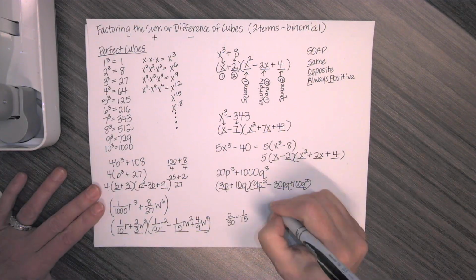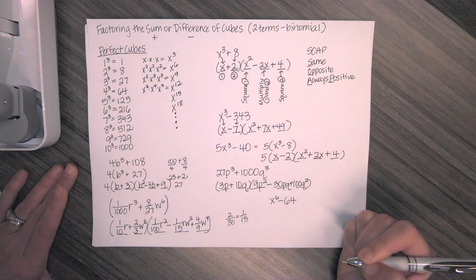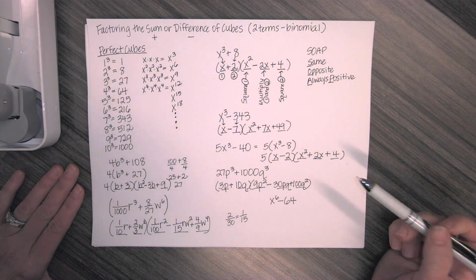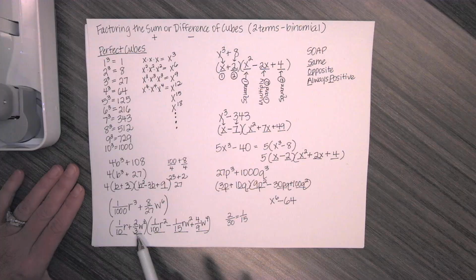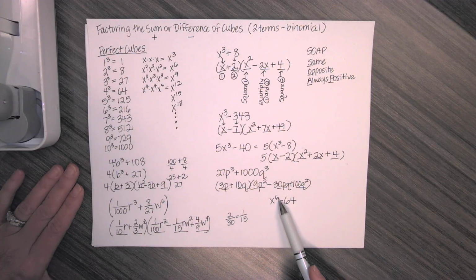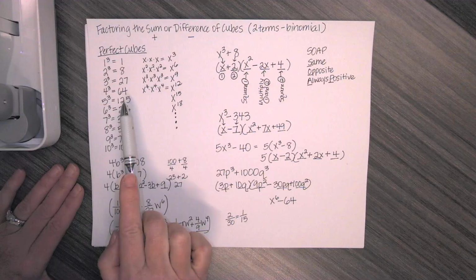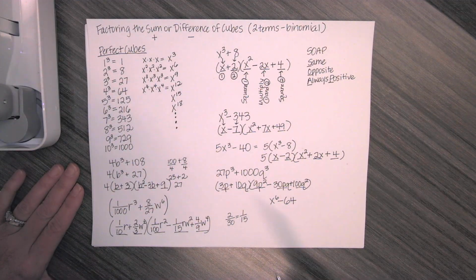All right, my last problem. This one's kind of special. When you look at this problem, you may or may not notice, since we're talking about difference of cubes, you're probably on the lookout for difference of cubes. X to the 6th is in fact a perfect cube. 64 is also a perfect cube. However, this is also the difference of squares, which I have a video on.